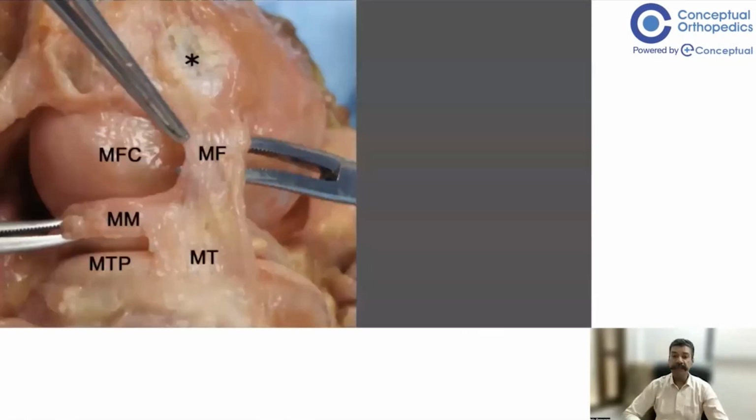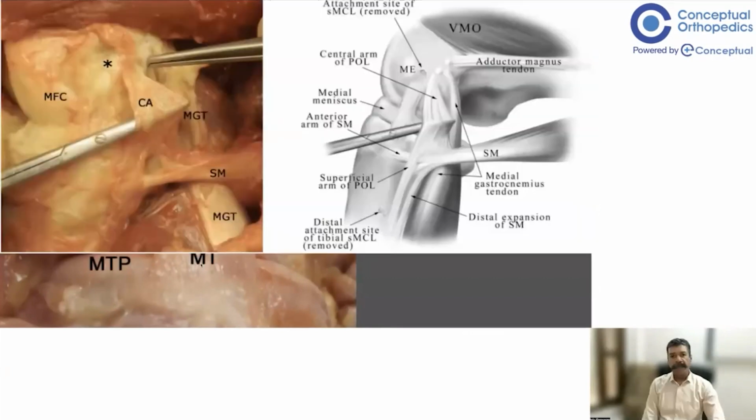This is a cadaveric specimen of the deep MCL. The asterisk is the medial epicondyle. This is the meniscofemoral portion and the meniscotibial portion of the deep MCL with the medial meniscus right in between. And then these are the various arms of the posterior oblique ligament. There is a capsular arm, there is a central arm. So all this is very beautifully shown in this cadaveric specimen on the left.